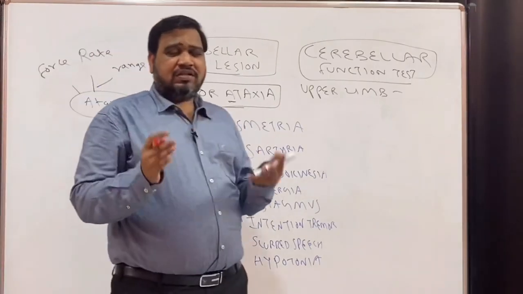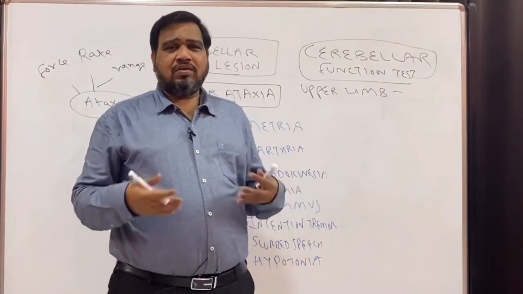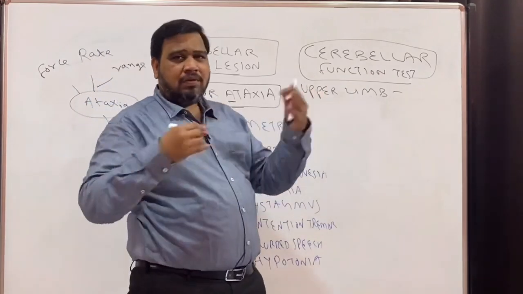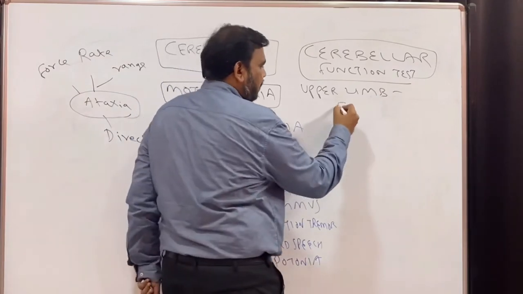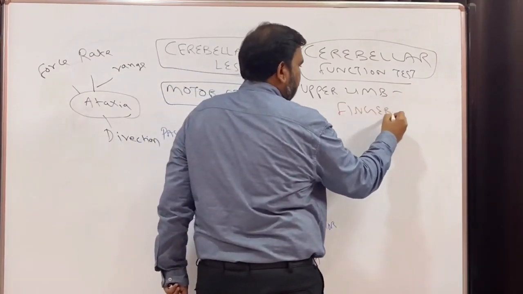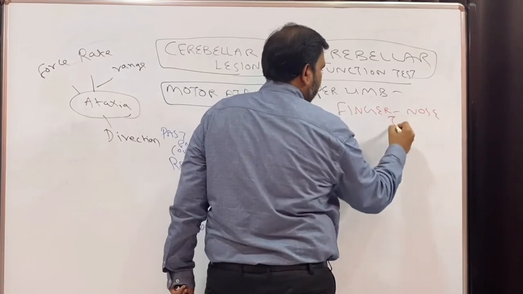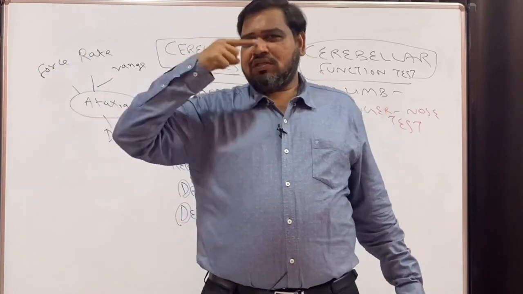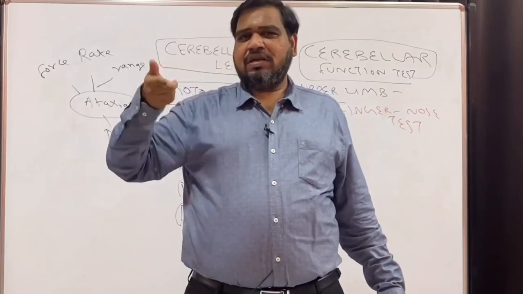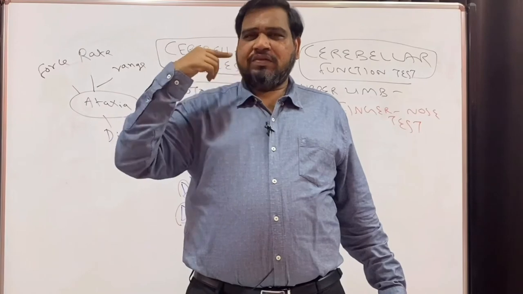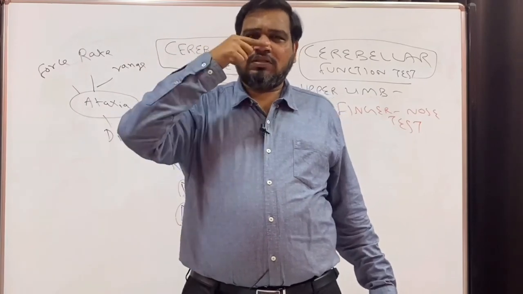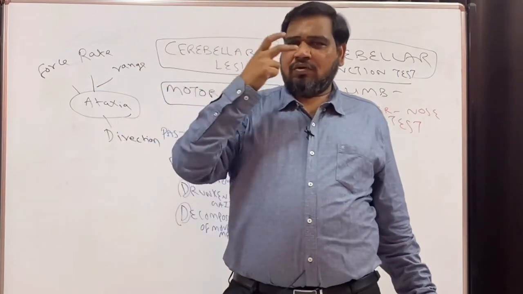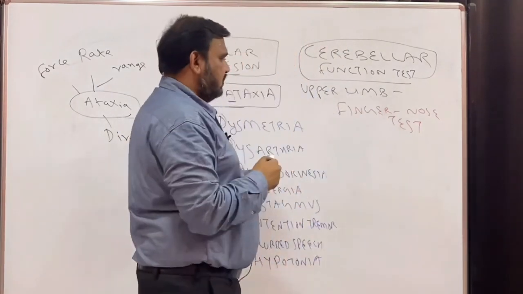Now coming to cerebellar function tests. There are some tests to check whether your cerebellum is functioning normally or not. We can divide them into upper limb and lower limb. In upper limb, I already discussed the finger nose test. So I will be doing it on both hands. Simple. Ask him to touch his nose with his own finger. Since his cerebellum is normal, he will be able to do it. If his cerebellum is not normal, he will not be able to touch, and there is a possibility of past pointing, or he will not be able to touch the tip of the nose with his finger. That is the finger nose test.